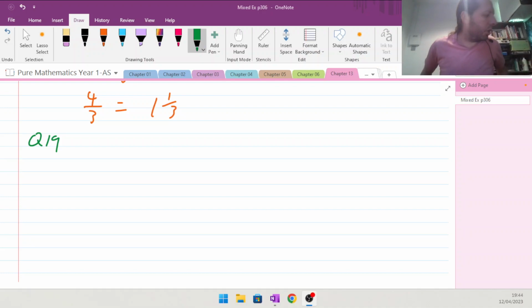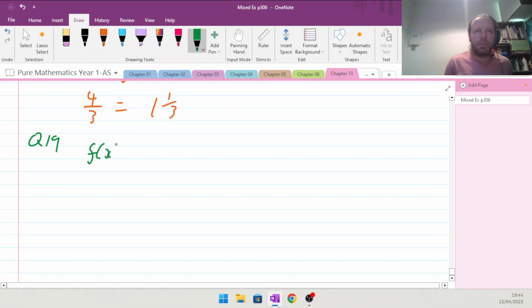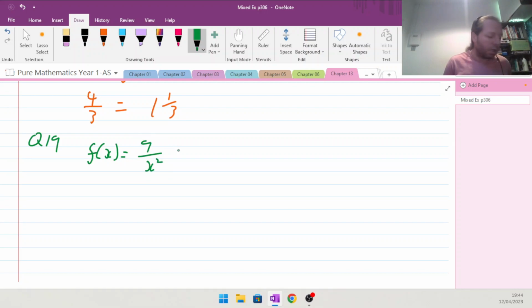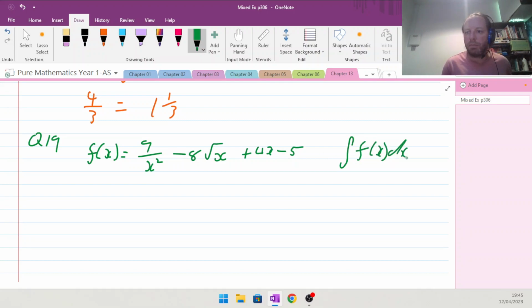Okay, still working on chapter 19. Question, chapter 19, no, chapter 13. Question 19. Here we go. Given that f of x is equal to 9 over x squared minus 8 square root x plus 4x minus 5, find the integral of f of x.